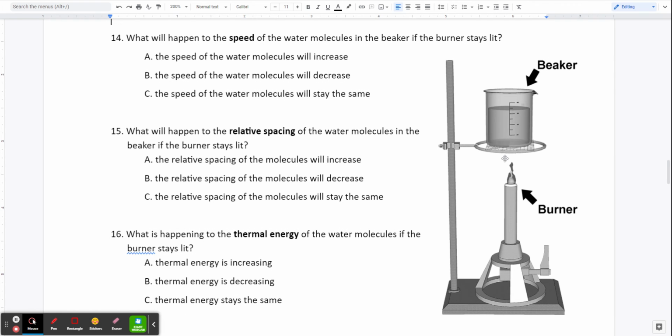Next, if the burner stays lit and the water continues to boil and turn into water vapor, what will happen to the relative spacing of the water molecules in the beaker if the burner stays lit? Will the relative spacing increase? Will the relative spacing decrease? Or the relative spacing will stay the same?